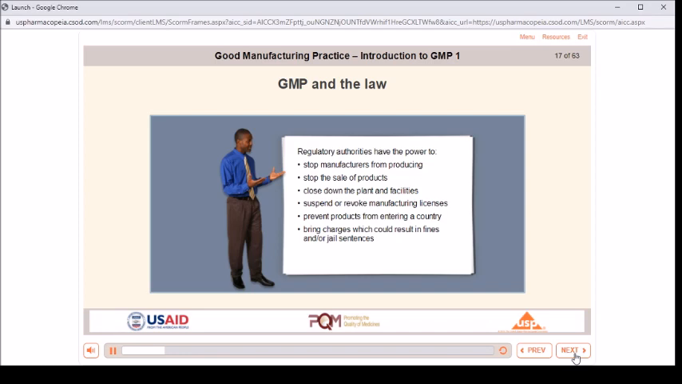GMP and the law. Regulatory authorities have the power to stop manufacturers from producing, stop the sale of products, close down the plant and facilities, suspend or revoke manufacturing licenses, prevent products from entering a country, bring charges which could result in fines and/or jail sentences.